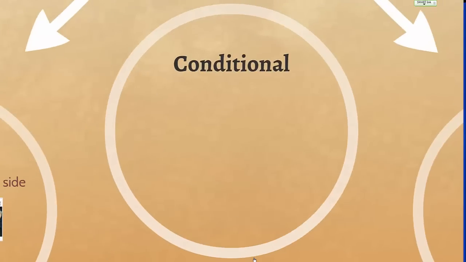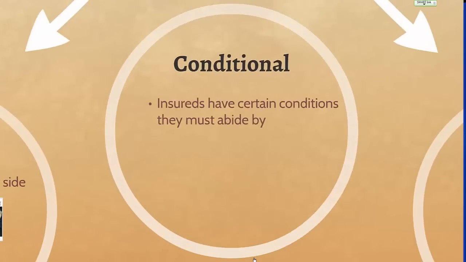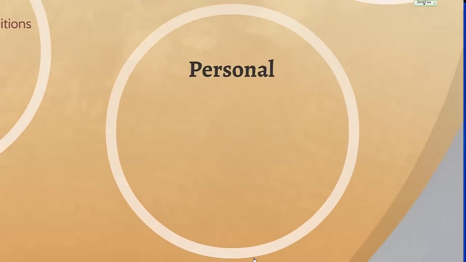Next, an insurance contract is conditional. Insureds have certain conditions that they must abide by. Those conditions are actually in the insurance policy. We'll talk about some of those conditions when we look at the chapter Analysis of Insurance Contracts. Stay tuned until then to learn more about the conditions.